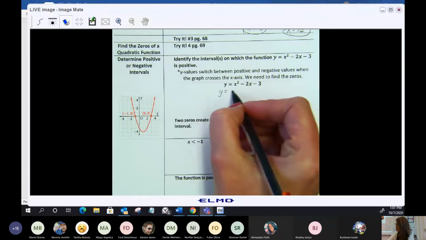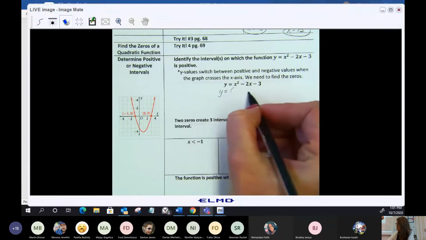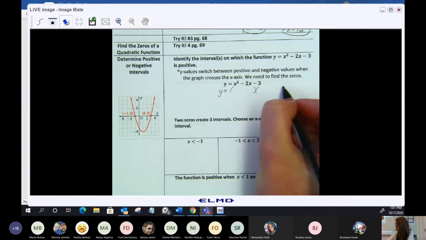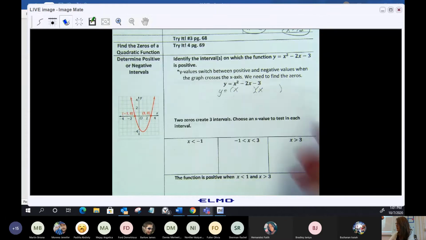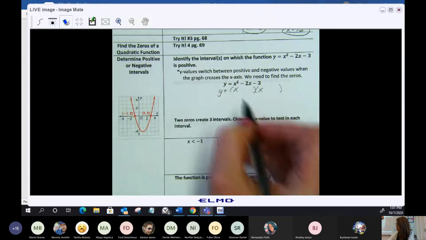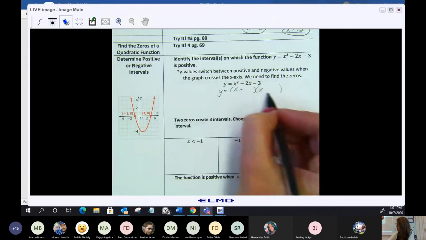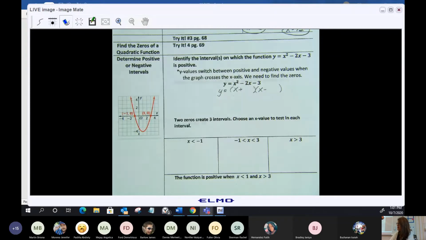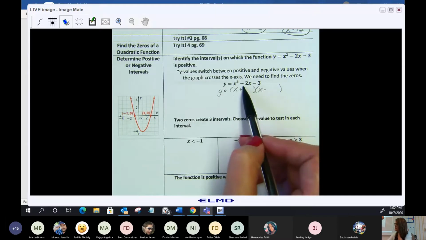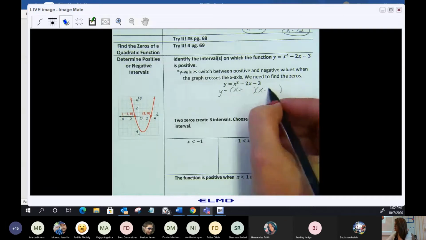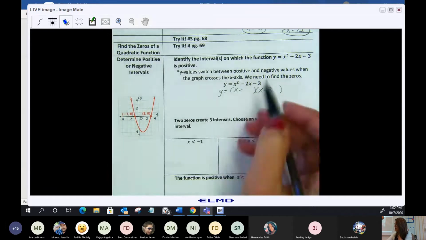I have a leading coefficient of 1, which makes things nice and easy. I'm just going to drop my parentheses in, drop the x's in. My c value is negative, so that means my signs are going to be opposite. And now I'm looking for two numbers. When I multiply them, I get -3, and when I add them, I get +2. Well, that's going to be a -3 and a +1.